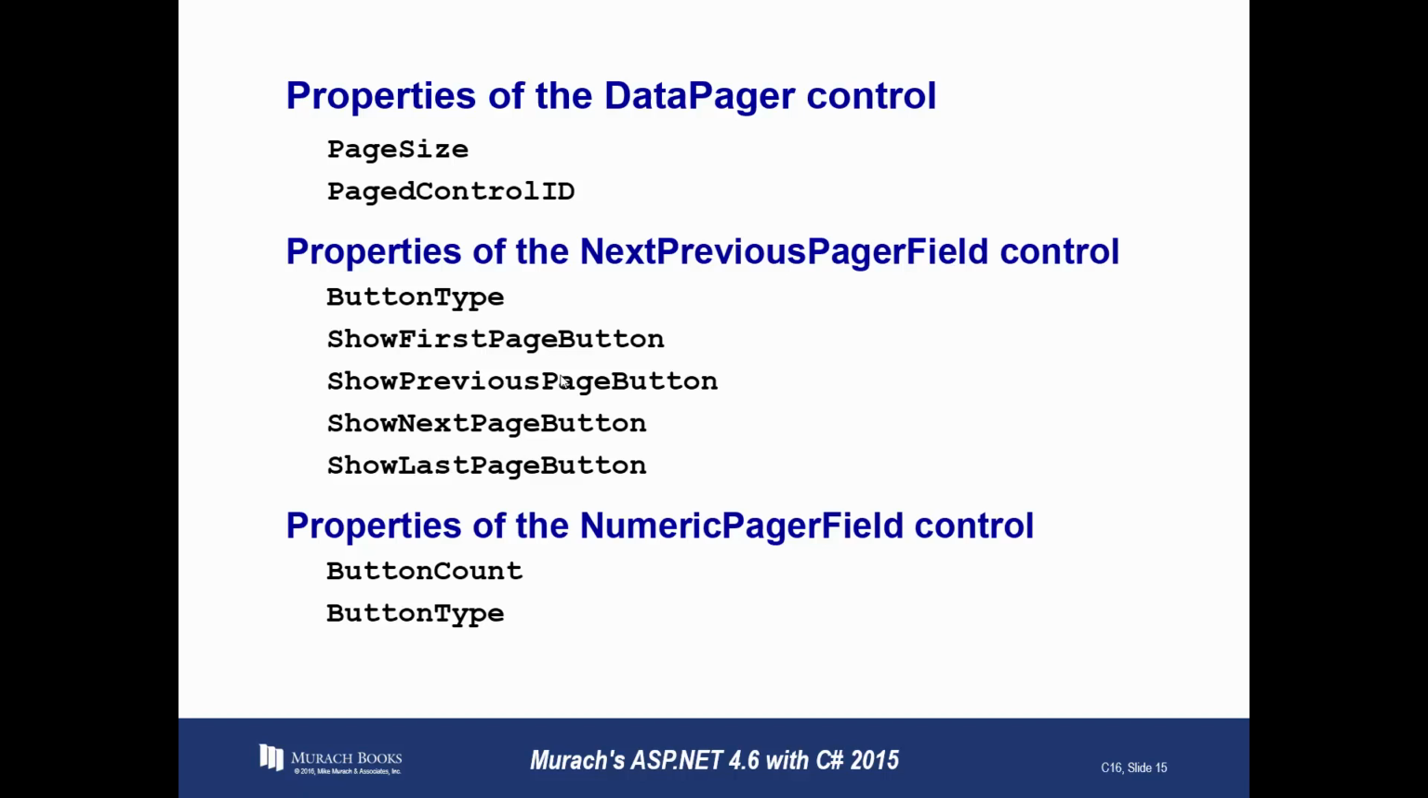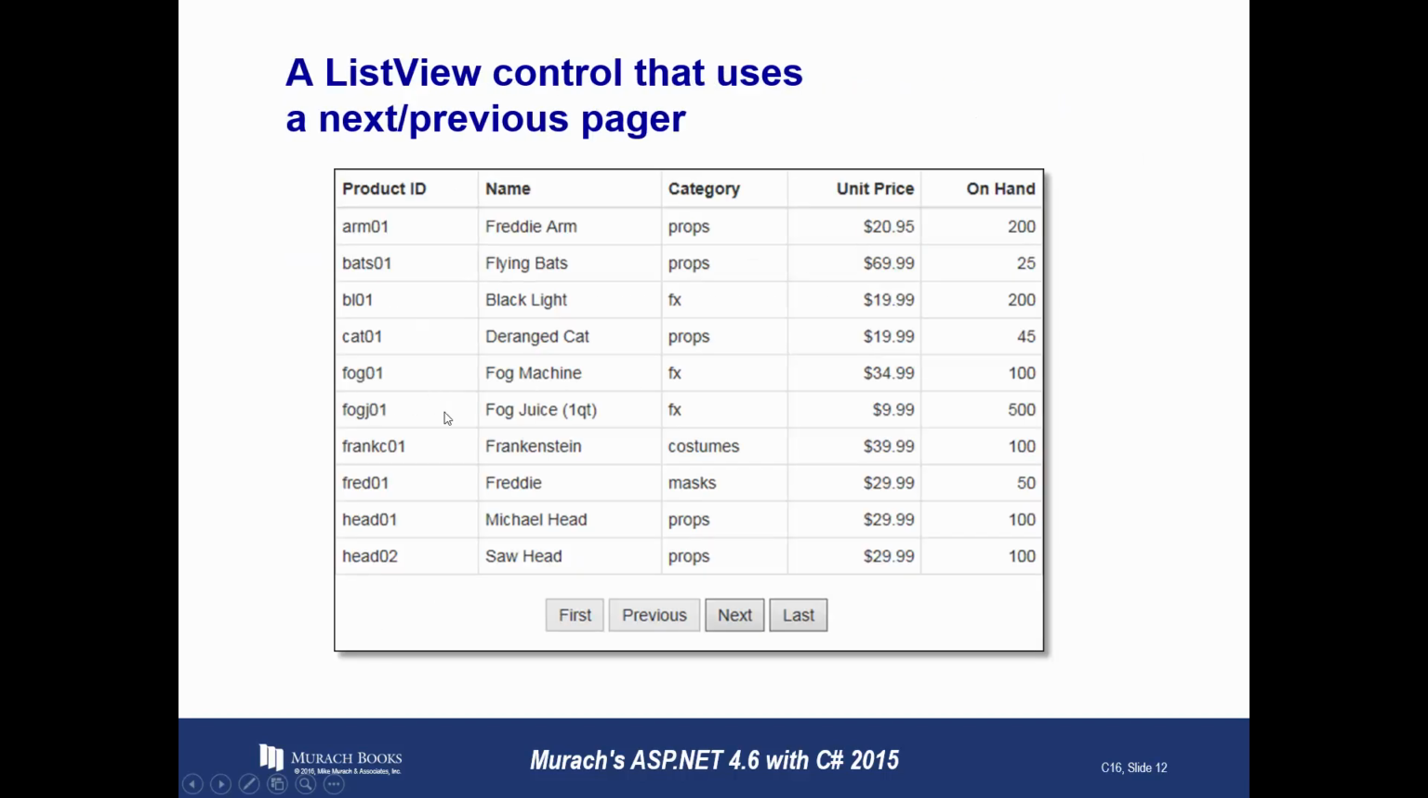Then we've got button type, where we can specify button, image, or link to show the type of buttons used. Show first page button says whether or not the first page button is displayed; the default is false. Show previous page button shows the previous page button, the default is true. Show next page button shows the next page button, and again, that's also true by default. And show last page. So by default, what you get are these two, previous and next, but if you add them, you can put in first and last as well.